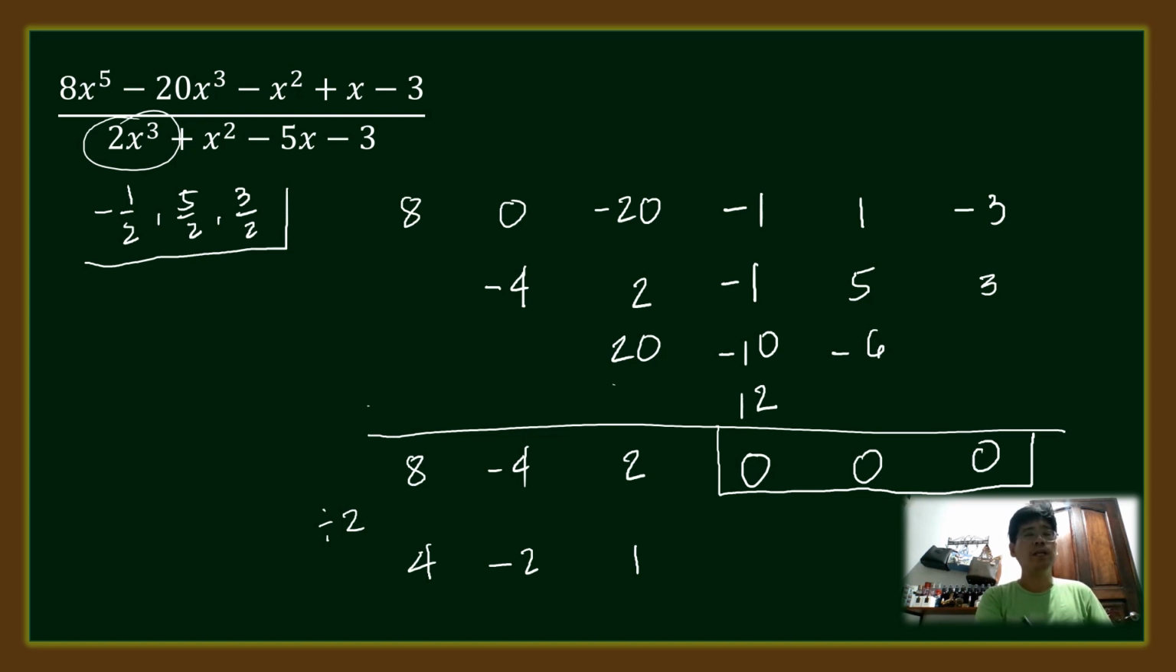is 4x squared, since we have the dividend in the 5th degree and the divisor in the 3rd degree. So the quotient will be quadratic. Then the quotient is 4x squared minus 2x plus 1.